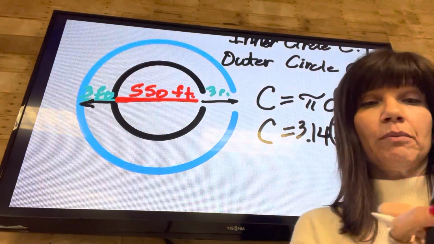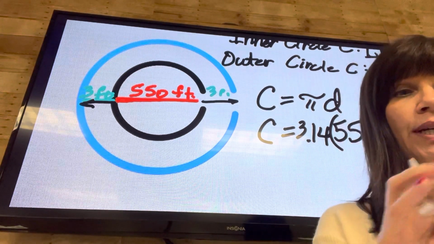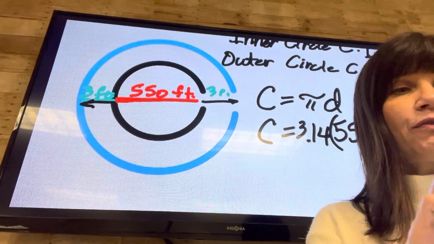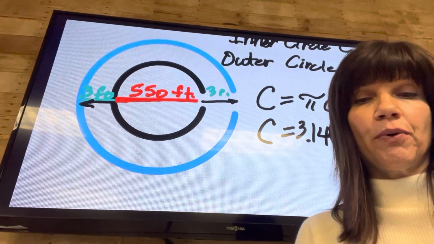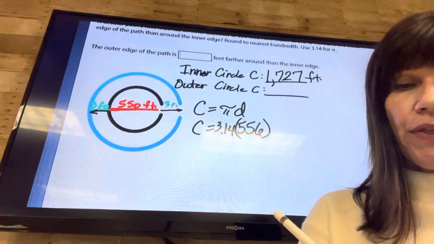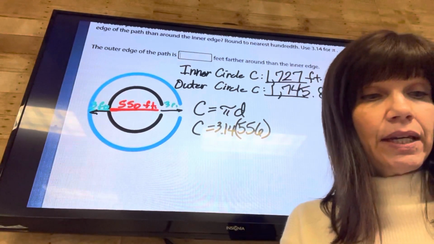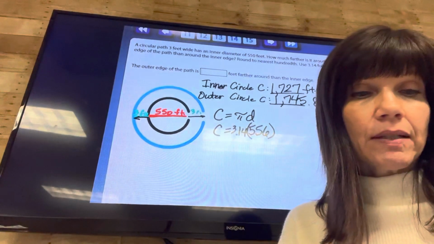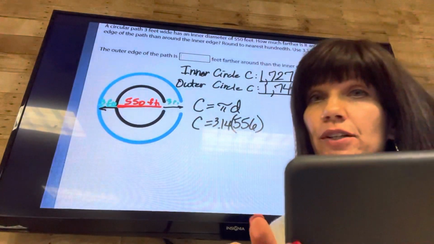So once again, on my calculator, I do 3.14 times 556. I get 1,745.84. Did they say anything about rounding? Yes, round to the nearest hundredth. That is already to the nearest hundredth.